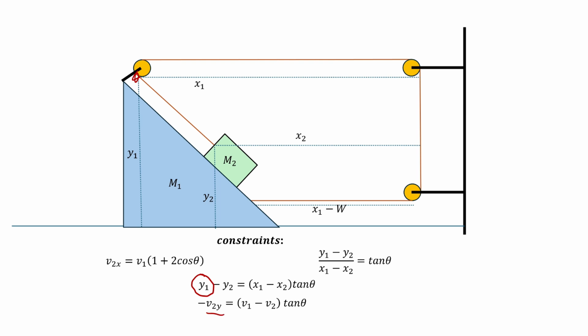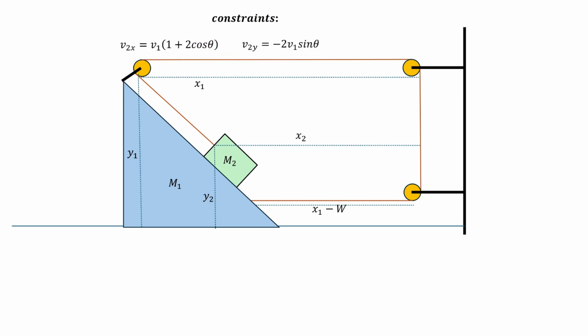So I end up with minus v2y, and then I have v1 and v2. And the good news is I already know what v2 is, so I can plug in for it. When I plug in, I have v1 minus 2v1 cosine theta with a tan theta. If you clean it up, you end up with v2y equals minus 2v1 sine theta. So let's park those up top.